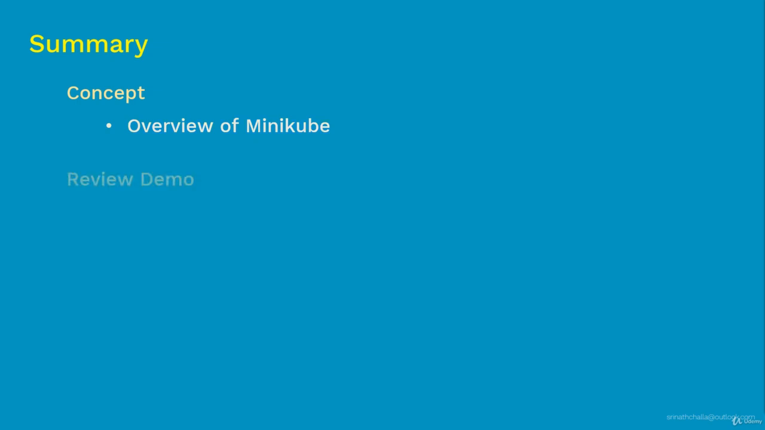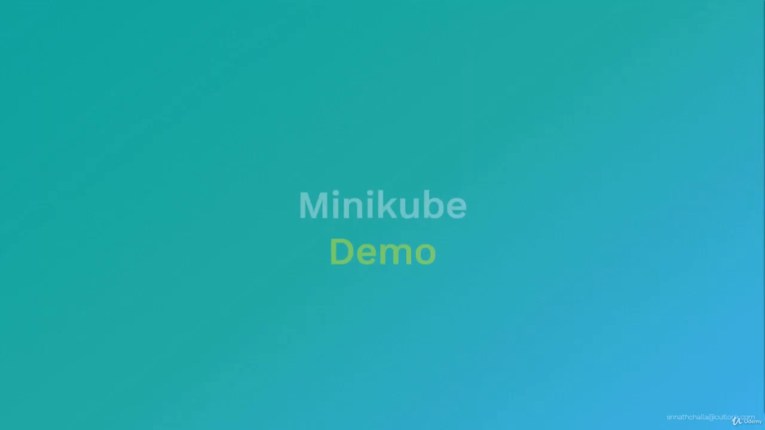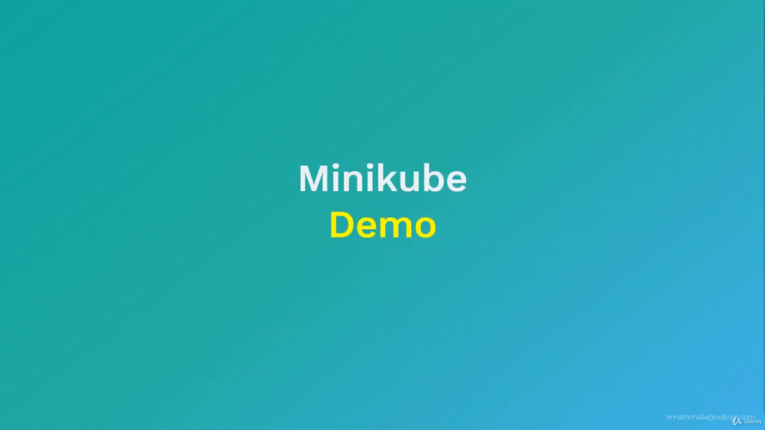Coming to the second part, we reviewed the demo. First, we downloaded all three required software apps for this demo. They are VirtualBox, Minikube, and kubectl. Then we started Minikube. And finally, to test, we deployed a sample application to make sure everything is working as per expectations. And it did work. So that's all about Minikube, and coming up next, the actual demo of Minikube, where we will perform the exact steps that we just discussed in the review demo section.